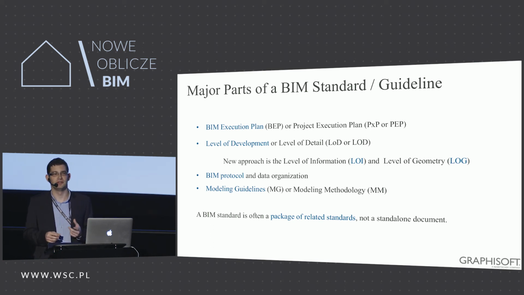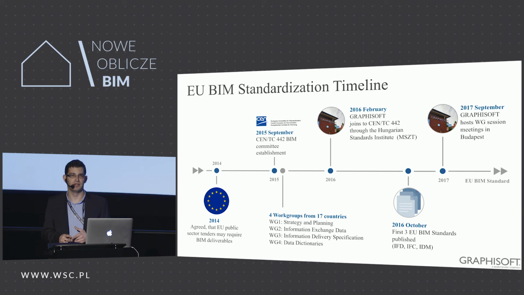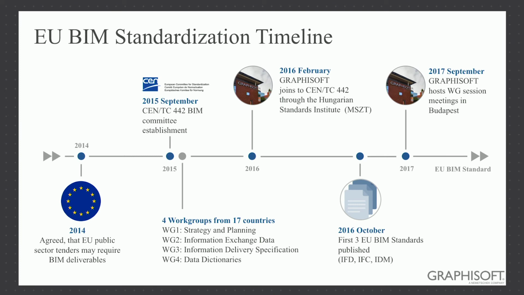And it's also important to talk about BIM standards because we are part of the European Union, and you might not know that the EU is actually working on its BIM standards. The EU BIM standardization is happening in the CEN-TC 442 group, where CEN is dealing with standards in the EU, and this technical committee 442 is assigned to the topic of BIM. It consists of four work groups dealing with different aspects of BIM: project execution, strategy and planning; information exchange data, that's basically the IFC file format; information delivery specification, which is more about the process and the whole workflow; and data dictionaries to describe product-related data. So they are trying to cover all aspects of building design, construction and operation.